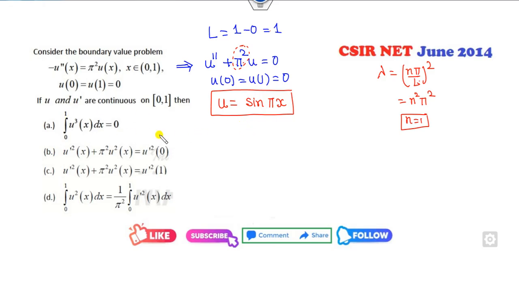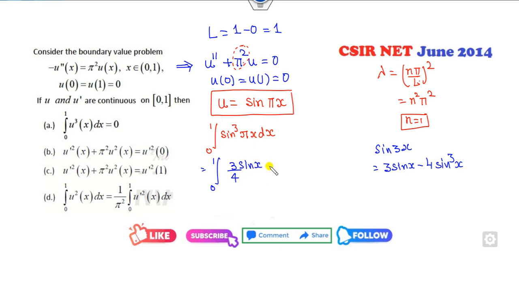Fine. Now this is my solution. Now look at the first option: integral 0 to 1 sine cube pi x dx. How you can integrate them? I can use the formula for the sine of 3a. So sine 3x will be 3 sine x minus 4 sine cube x. So it will be 3 sine x over 4 minus sine 3x over 4 into dx. Fine. So it is my pi x, so I can write this number as 3 pi x.